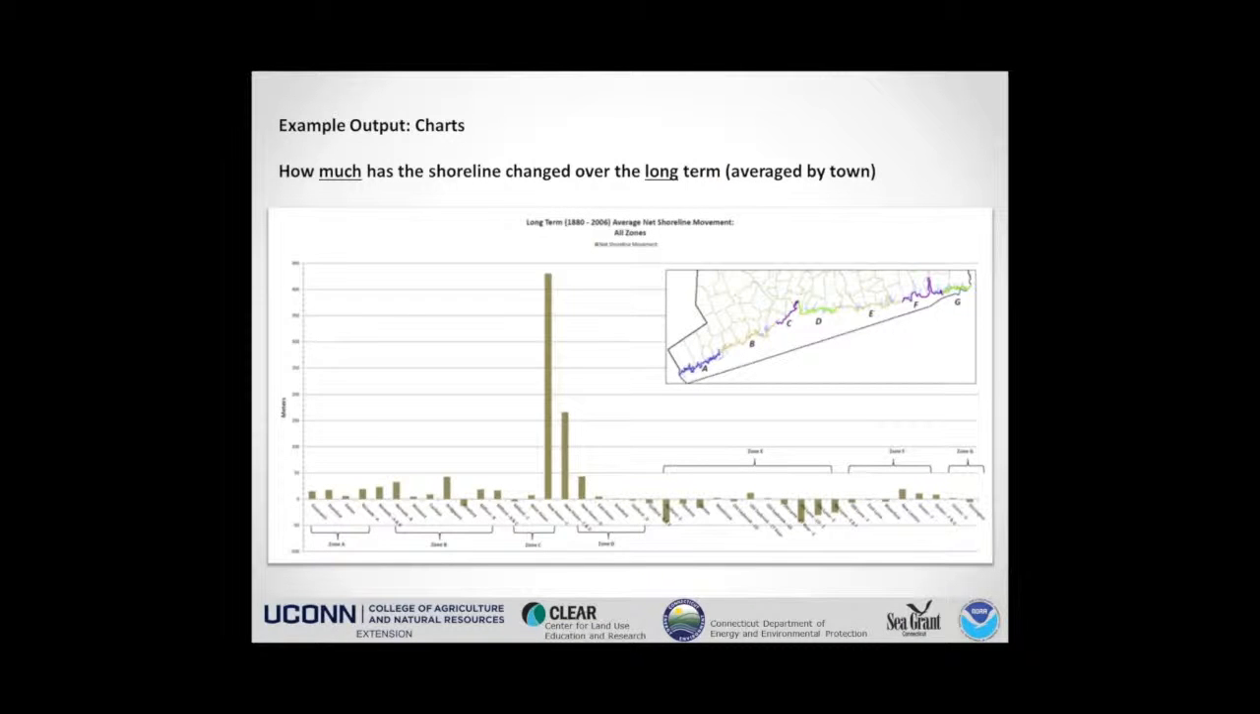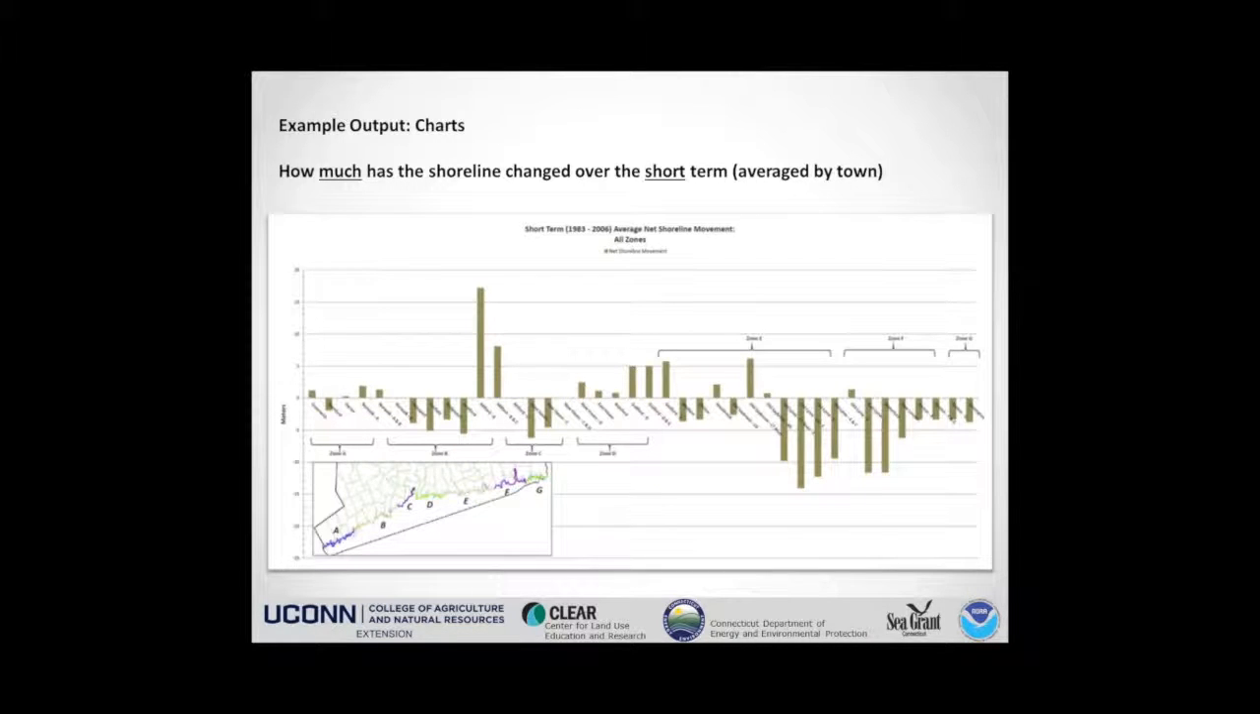From that table, we can create some charts. So what we're looking at right now is a chart of how much the shoreline has changed over the long term, averaged by towns. So this is the net shoreline movement. We have our geologic zones and our towns along the bottom, and then a measure of what that average net shoreline movement value is for each town.